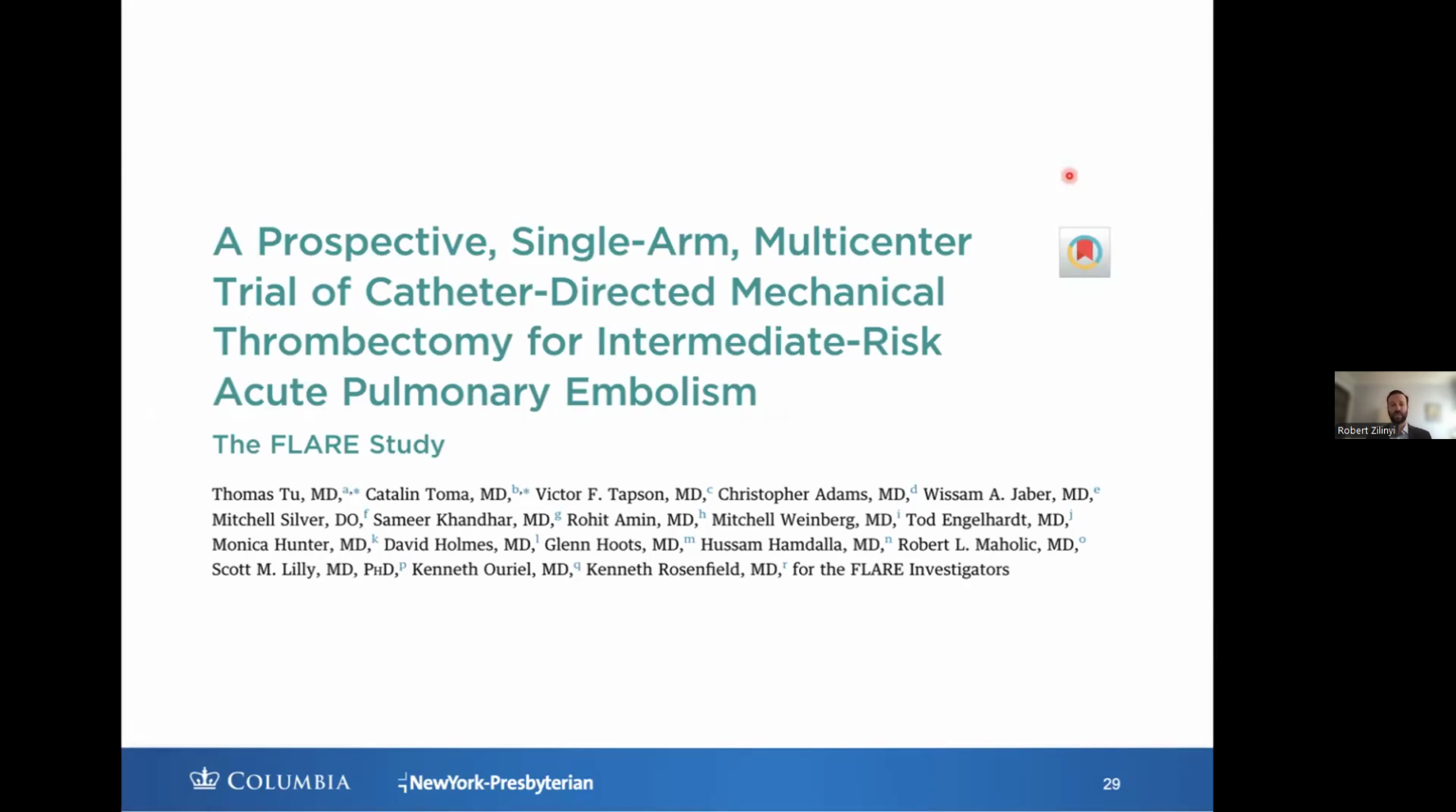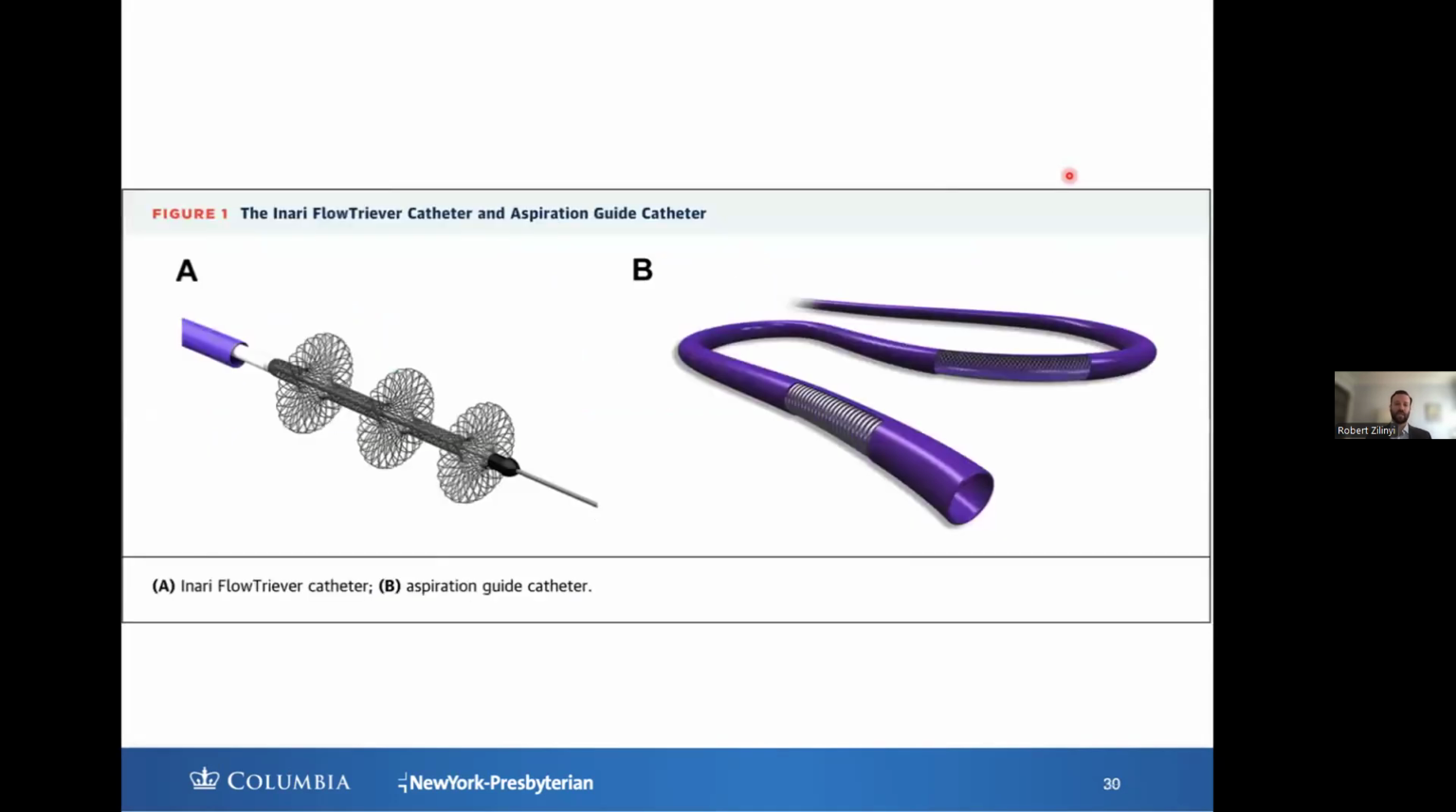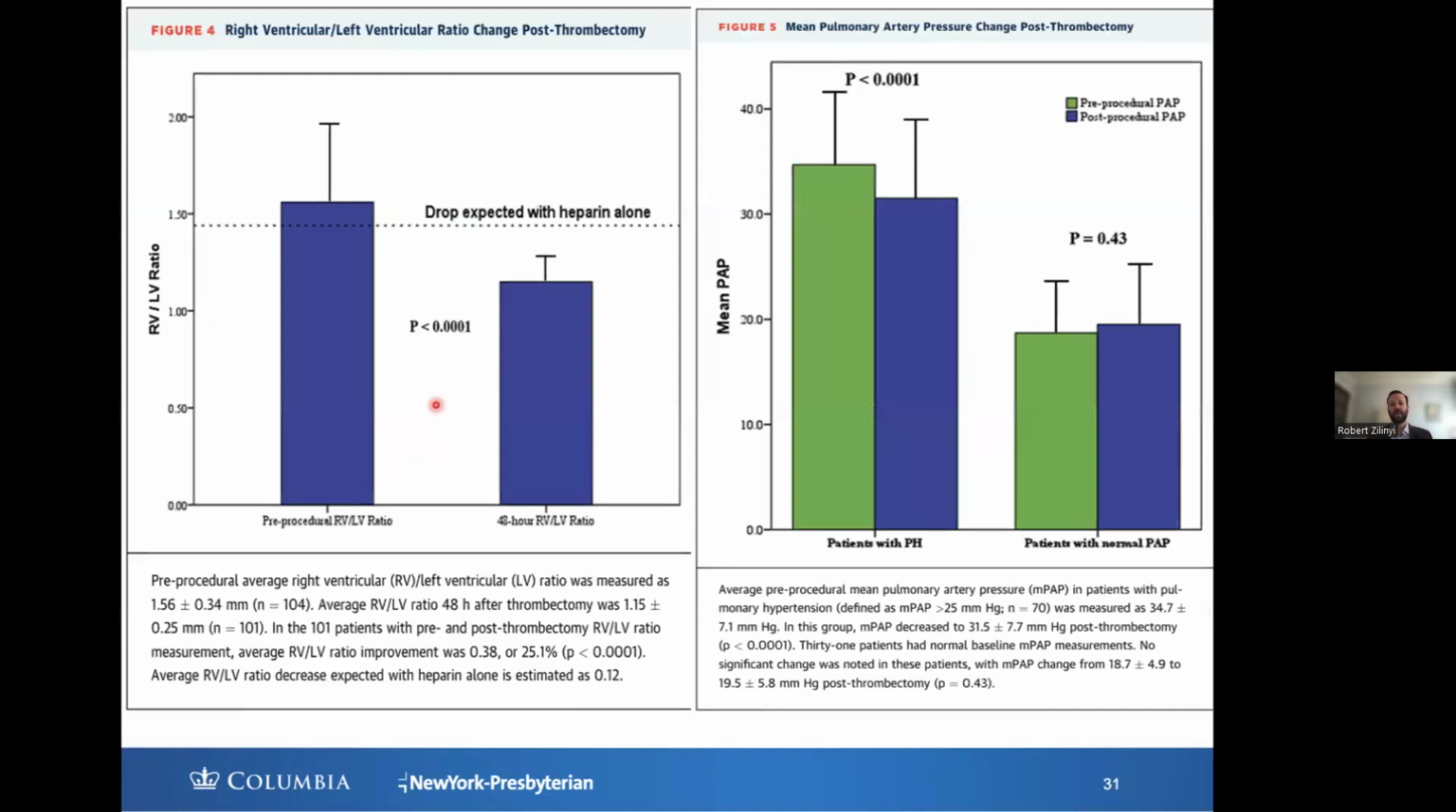The first study in this space was the FLARE study, which used the Inari FlowTriever catheter, which is a large bore mechanical thrombectomy catheter that's placed directly into the pulmonary arteries, and then using negative pressure that is created from a large syringe, performs aspiration thrombectomy. The initial design includes these nitinol discs, which were meant to capture some of the thrombus and facilitate thrombectomy, but ultimately fell out of favor as they were not felt to be particularly useful.